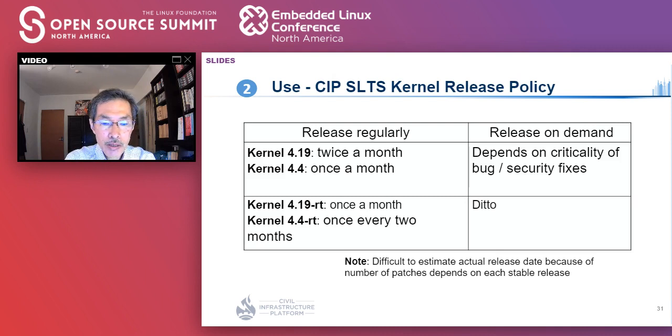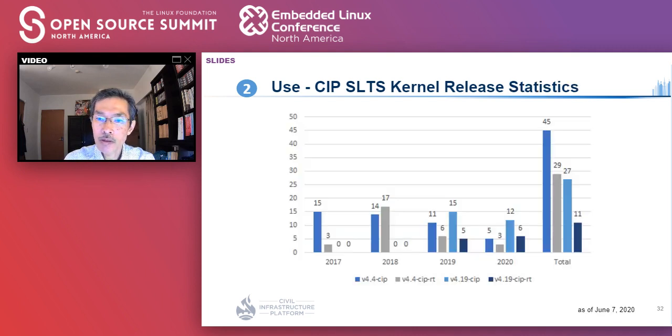Currently, SLTS 4.19 is released twice a month and 4.4 is once a month. It is because commit counts of SLTS 4.4 are reduced. SLTS 4.19 RT is once a month and 4.4 RT once every 2 months. So far, we have steadily released CIP SLTS kernels thanks to our maintenance by following release frequencies I just mentioned.